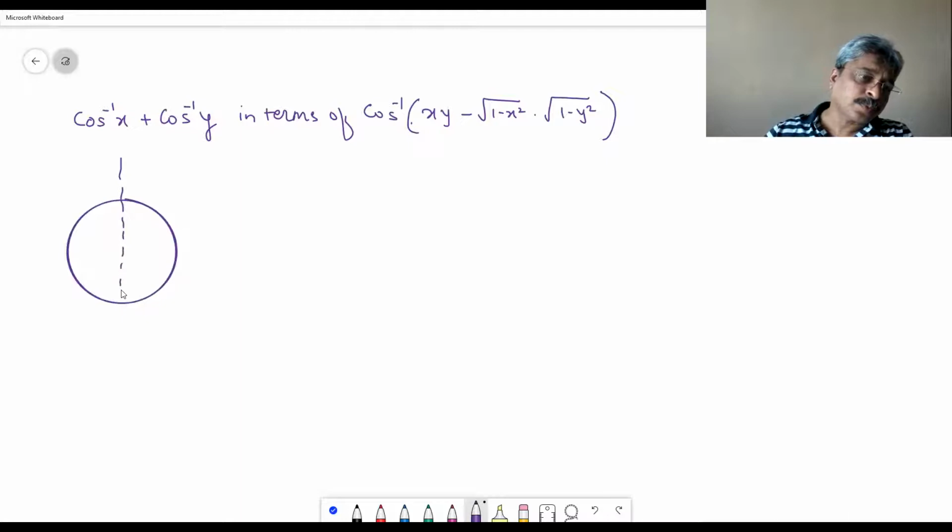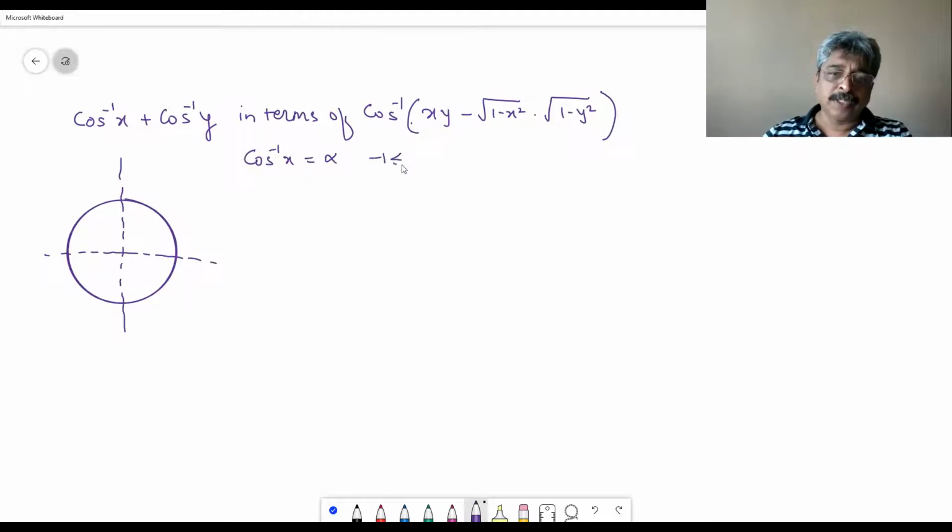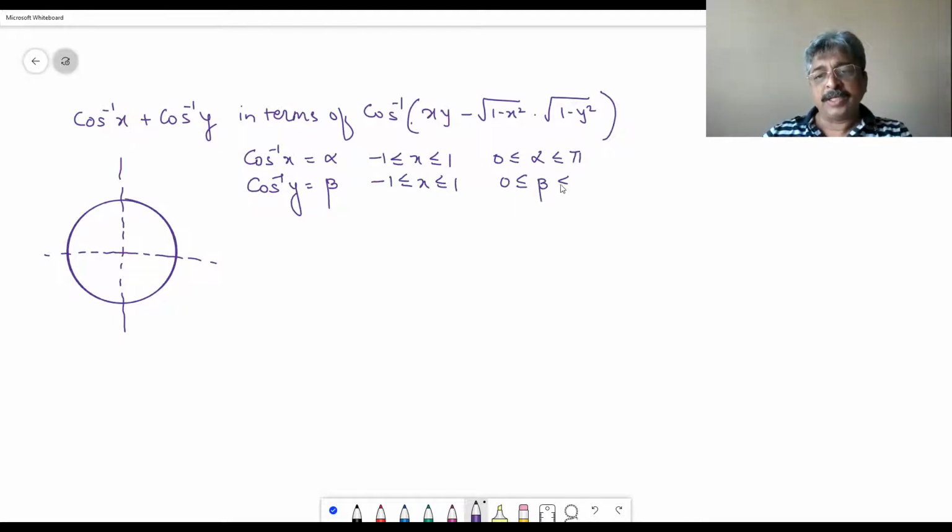then what we will have is cos inverse x is equal to alpha, minus 1 less than or equal to x less than or equal to 1, 0 less than or equal to alpha less than or equal to pi. Cos inverse y is equal to beta, minus 1 less than or equal to y less than or equal to 1, 0 less than or equal to beta less than or equal to pi.